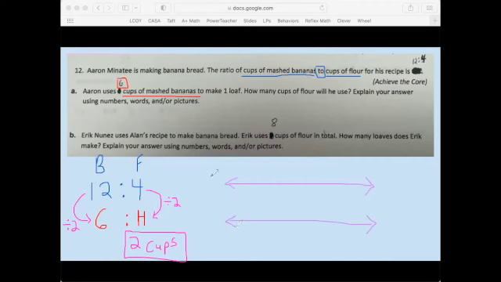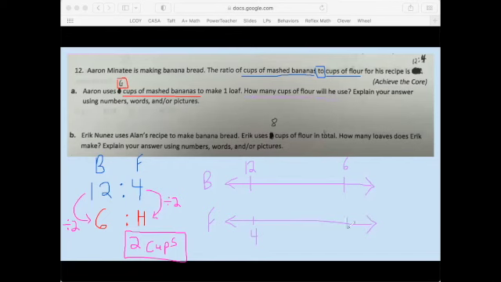So I drew my 2 number lines. I'm going to label them bananas and cups of flour. I'm going to start by putting the ratio of mashed bananas to cups of flour, which is 12 to 4. Then it tells me that Aaron used 6 cups of mashed bananas. I'm going to plot 6. How many cups of flour will he use?